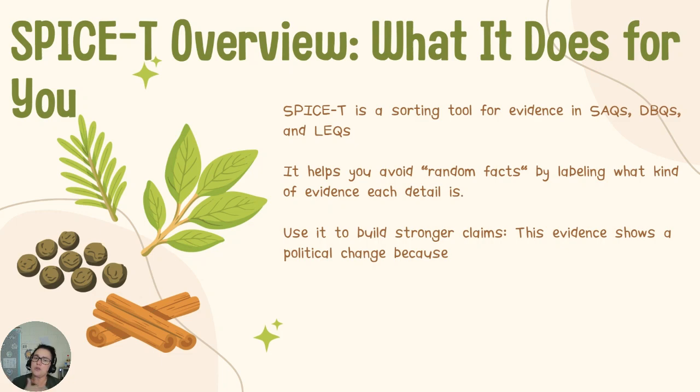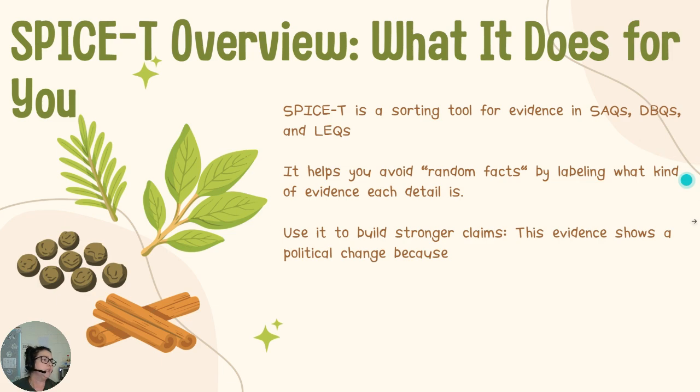Throughout the course of the year, you are going to be doing a lot of SPICE-T-ing. It is a sorting tool for you to sort out your evidence, and you'll keep it for SAQs, DBQs, LAQs, and also avoid random facts. You're going to be looking at the prompt and what the prompt is asking, and it'll help you build stronger claims. For example, this evidence shows a political change because, you know it's politics and you've identified that.